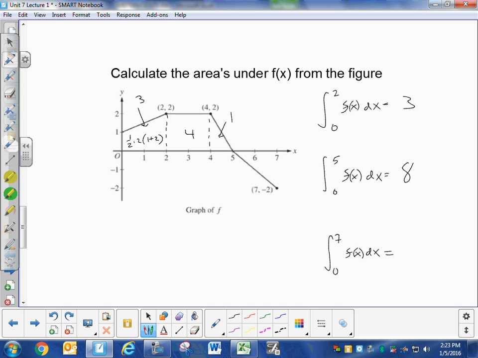And now from 0 to 7, I have this area here. It's a base of 2, height of 2 triangle, so that would be a 2. However, since it's below the x-axis, we consider that area to be negative, since those heights are negative. The f of x's are negative. So I have 8, and then I would just add the -2 to get 6.